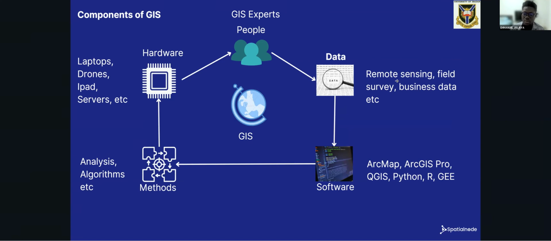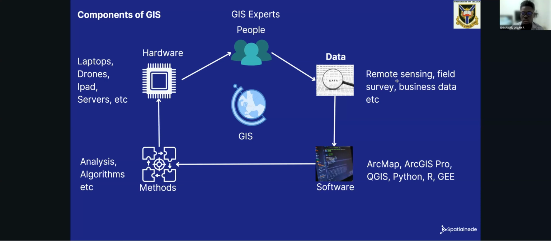We have ArcMap. ArcMap is software by Esri. We have ArcGIS Pro, which is another software by Esri. It's the one that is trending now, because in a few years, I think ArcMap will be out of the market, and ArcGIS Pro would be the only software that Esri will be supporting. And then we have QGIS, which is the open source version of ArcMap. We have Python. If you already know Python, you can already do GIS actually. We have R, we have Google Earth Engine or GEE.